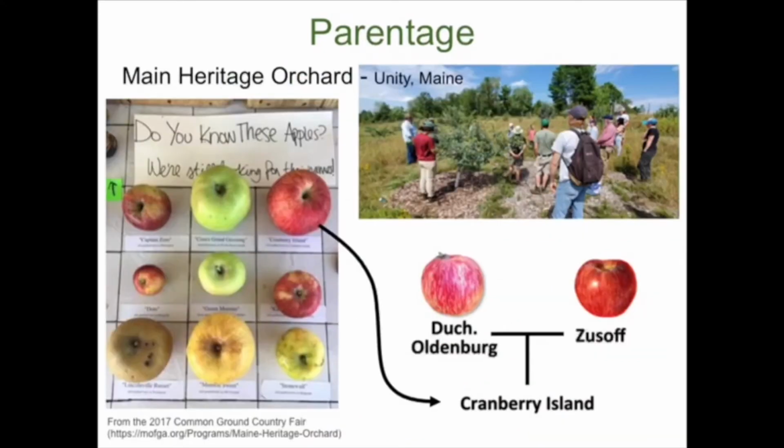Another example at the Maine heritage orchard was Cranberry Island. This one was sent in, at the 2017 Common Ground County Fair, where there was a bunch of things. Do you know these apples? Some people had provided some of these things, and Cranberry Island was one of these. The samples were sent in to me, and it ends up being Duchess of Oldenburg again, crossed with Zuzoff, another old cultivar, and you can see it looks quite like that. In hindsight, all these things make perfect sense. But there are so many apple varieties out there that things tend to look the same after a while.